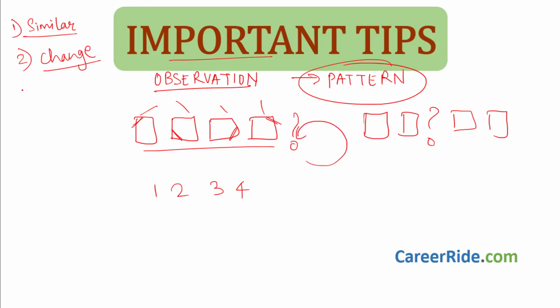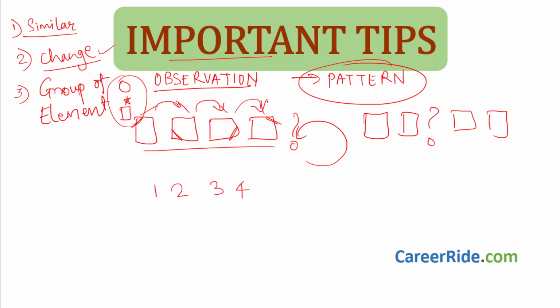Understood? Now, if you feel that there is no little-by-little change and you are not able to decipher the pattern, then try to find a group of elements and see how they change. For example, you might have a circle, star and a square. Then you can take this group and see how it changes from figure to figure. Based on that you can get the pattern.